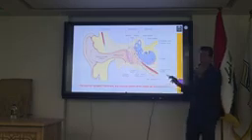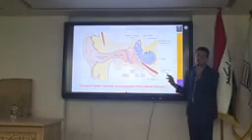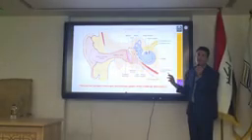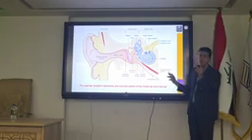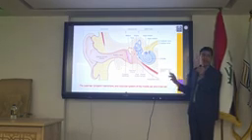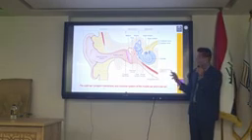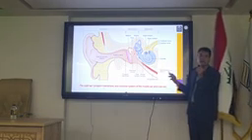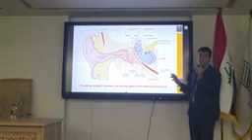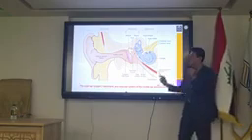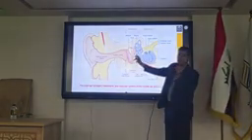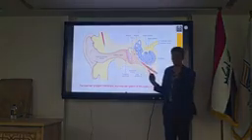So this one is innervated by nerve number... No, this one, tensor tympani. Okay, the branch of which nerve? Trigeminal. So the trigeminal nerve innervates this one, but the facial nerve innervates this one, right?